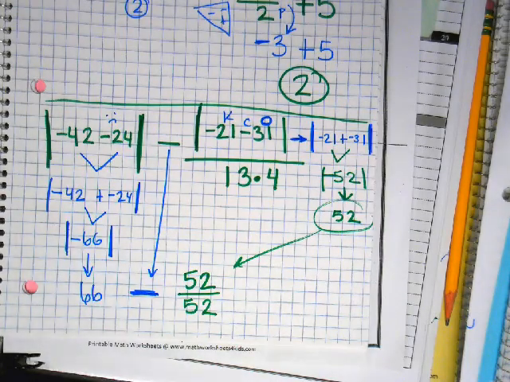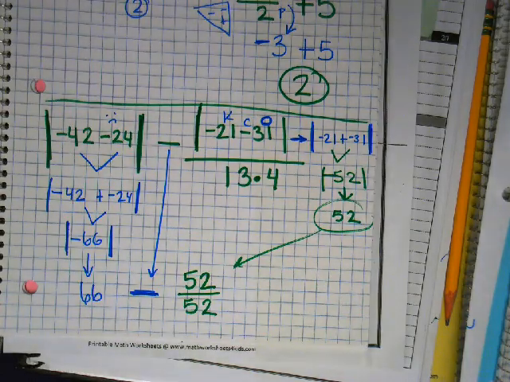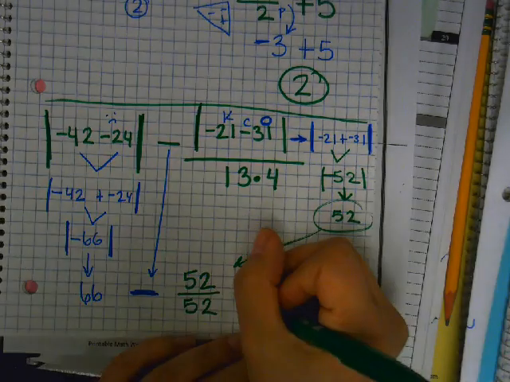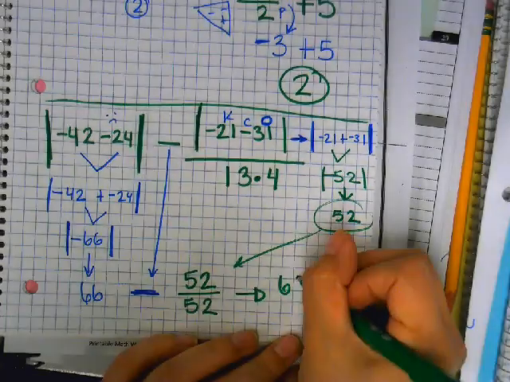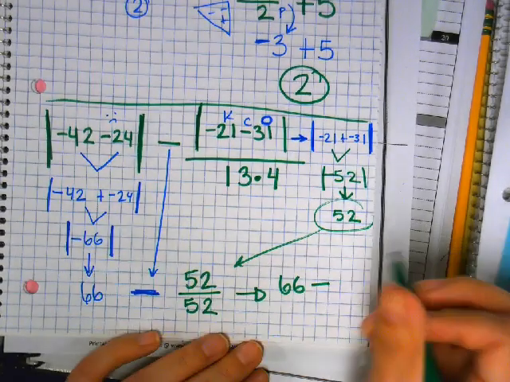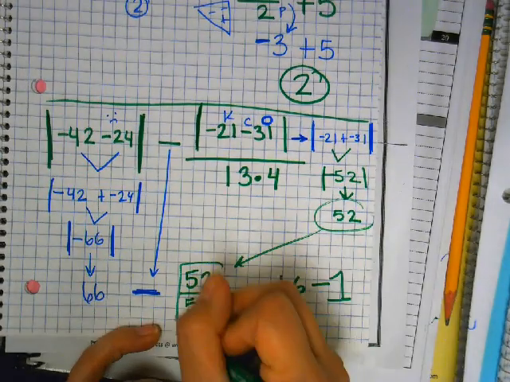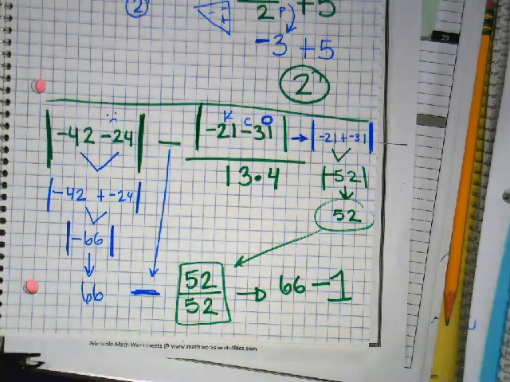Hey, that's one whole. Yeah, I got 52 divided by 52. What's 52 divided by 52? 1. Yay. So now I have 66 minus 1 because this is equal to 1.